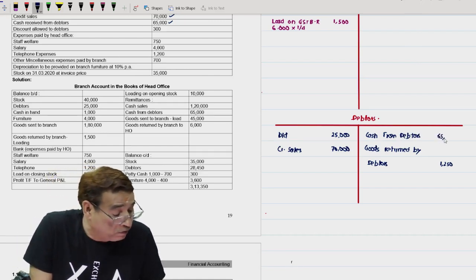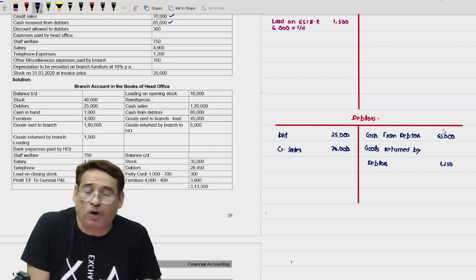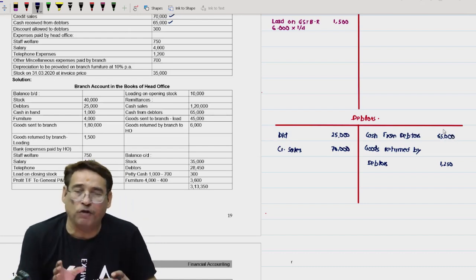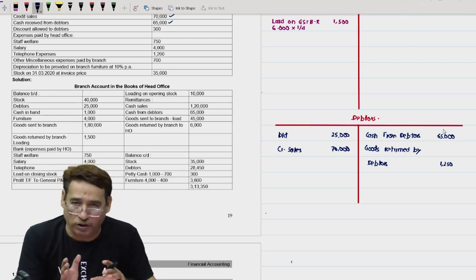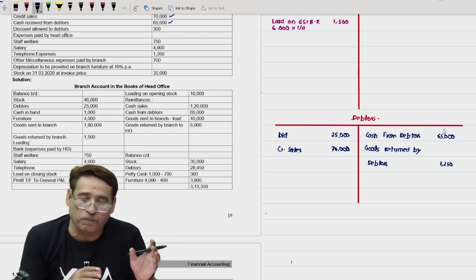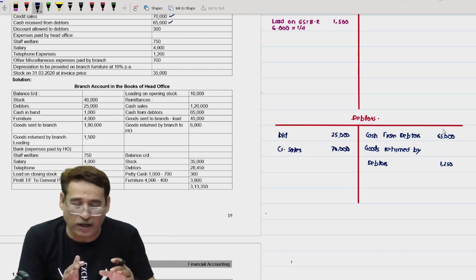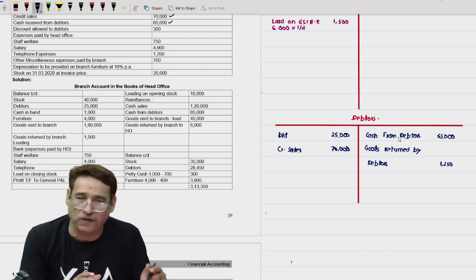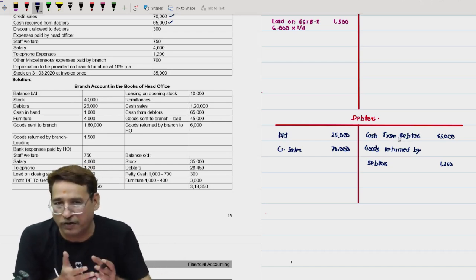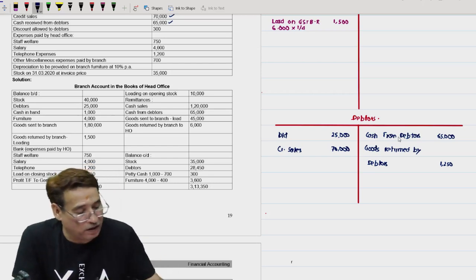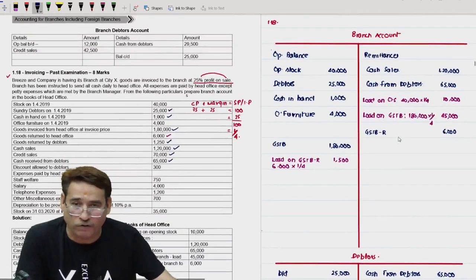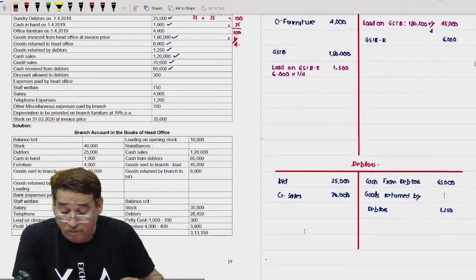Now this is a transaction which involves all the three parties: head office, branch office, and branch customer. First of all, branch customer have sent the cash to the what we call branch. So this transaction is taking place between branch customer and branch. That is why it is finding place in the debtor's account. And further, whatever cash is received by the branch is always sent back to head office. So that is the reason why cash received from debtors also find place in the branch account.